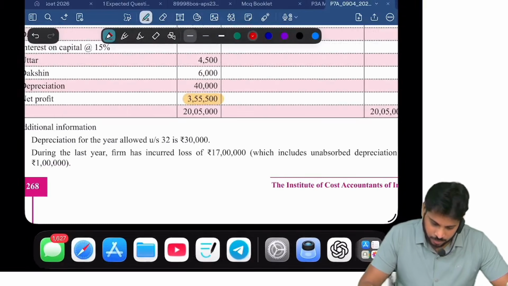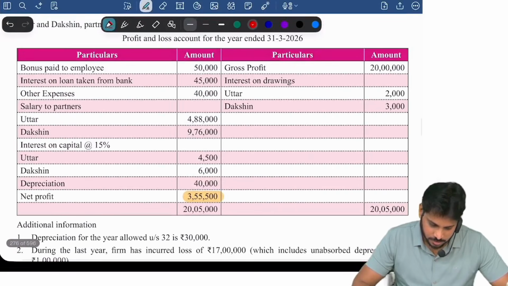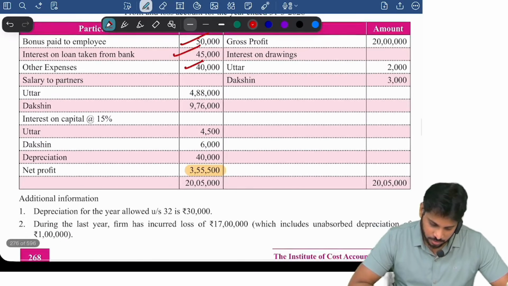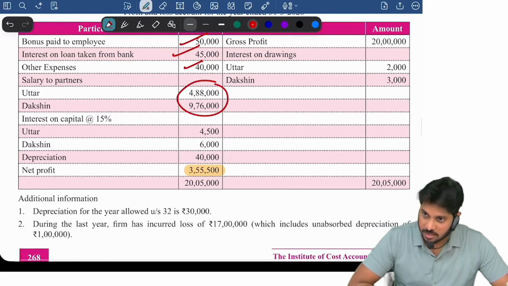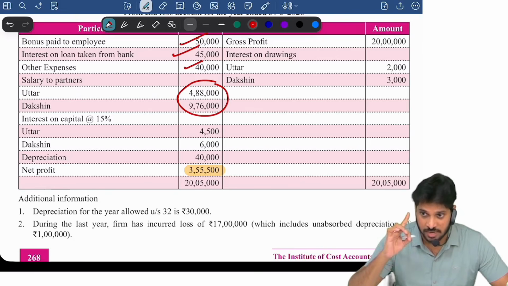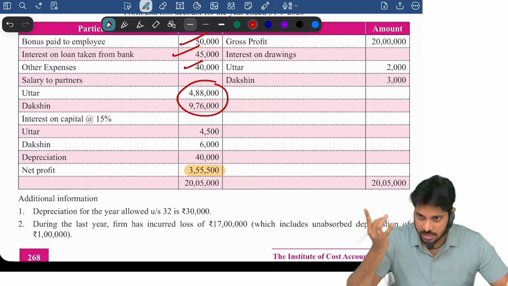3,55,500. Now debits. Bonus paid to employee allowed. Interest on loan taken allowed. Other expenses allowed. Salary to partners I will add back. First I will compute profit as per PGBP before giving interest deduction, before giving remuneration deduction. Then I will give interest. Then what I will get is book profit. Then I will calculate eligible remuneration, actual remuneration. Then I will allow. Then I will get balance profit. Then I will get income of the firm.